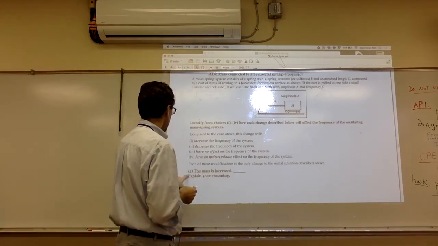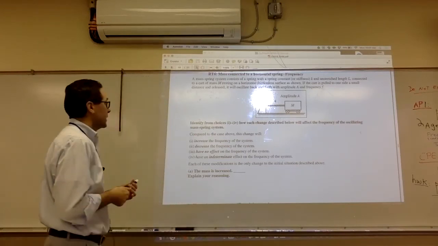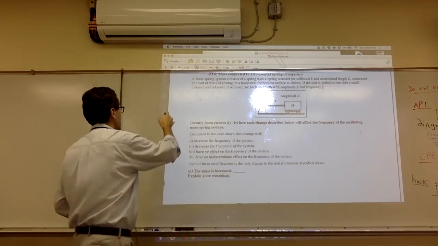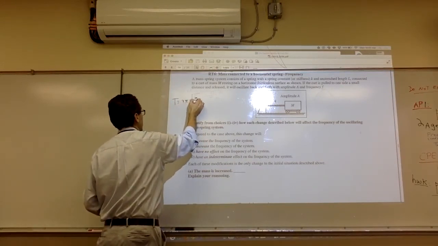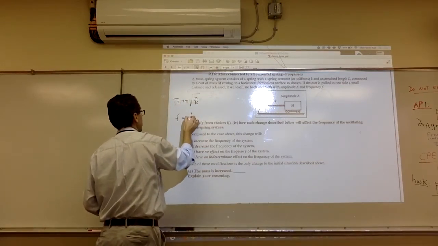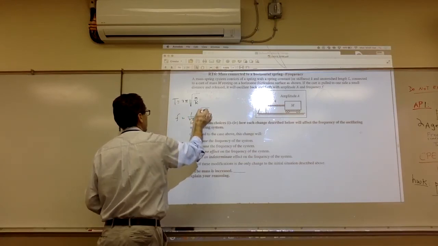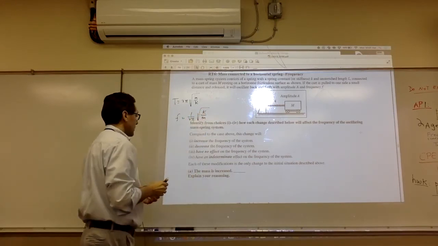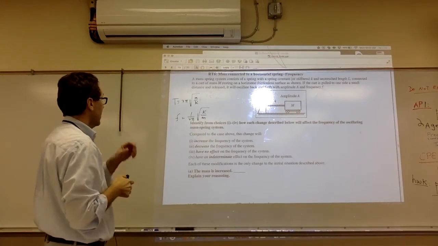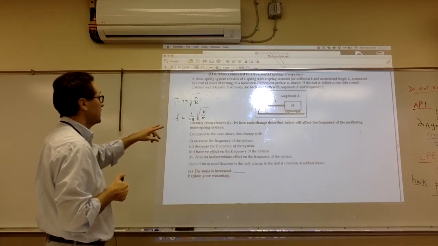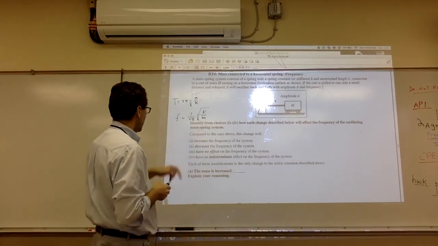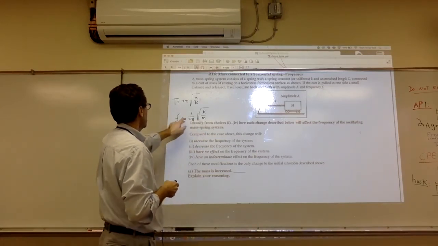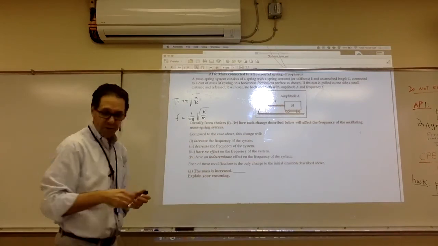Okay, so we're looking at, the mass is increased. So now we have to write the formula. T is 2 pi square root of m over k, and frequency is the flip of that, or the reciprocal. Okay, so if I increase the mass, the frequency has to drop because there is an inverse relationship between mass and frequency.